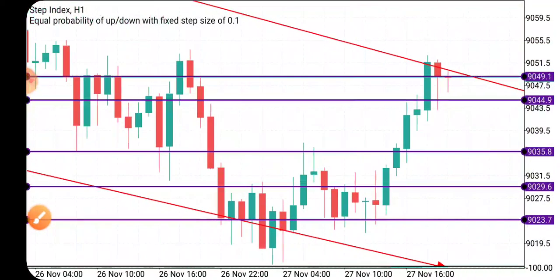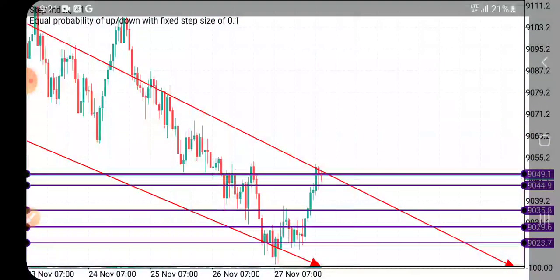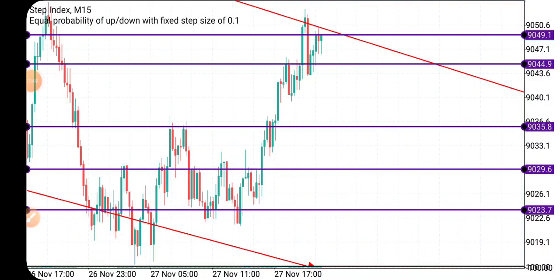Okay, now we have done this on the 1-hour time frame. What we need to do now is to go down to our 15 minutes time frame, or 30 minutes time frame, or 5-minute time frame. Okay, so I'm going to the 15 minutes time frame. Sorry, I'm trying to do something here. So, 15 minutes time frame.